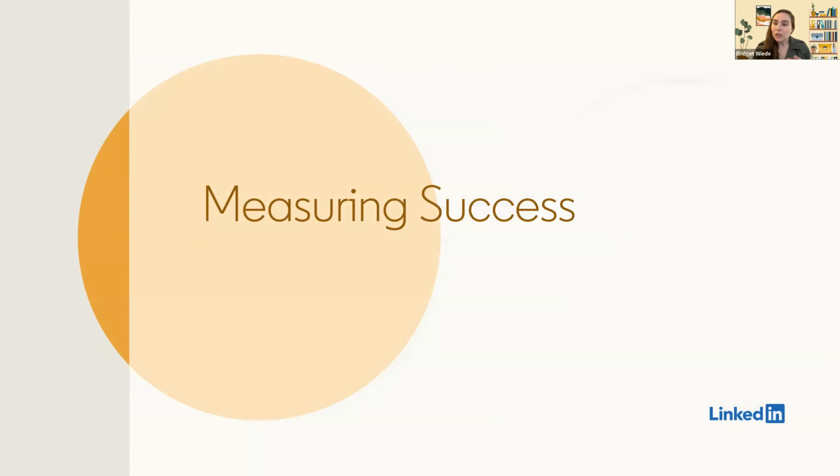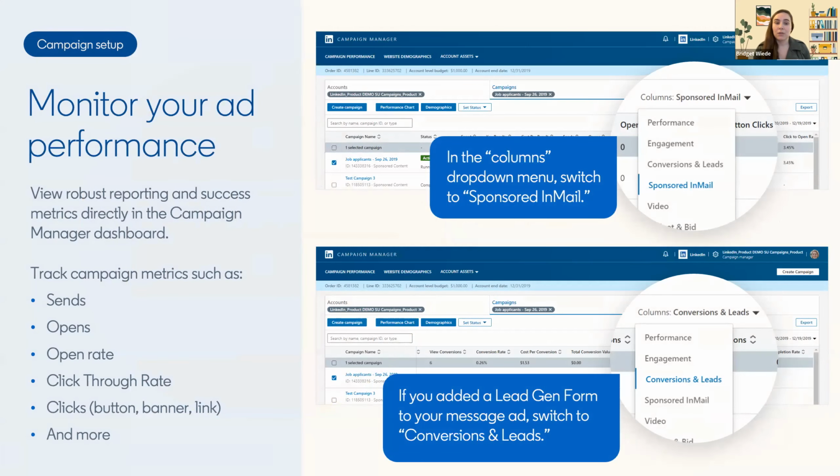And with that, we'll talk a little bit about how you measure the success of message ads. So the first thing I wanted to take you through here is just how you use Campaign Manager to measure your performance of a message ad and monitor that ad performance. So the first piece here is that within Campaign Manager, you will see a drop-down of columns. The first column that's going to be selected for you is performance. That performance column will give you very top-level performance metrics for sponsored messaging.